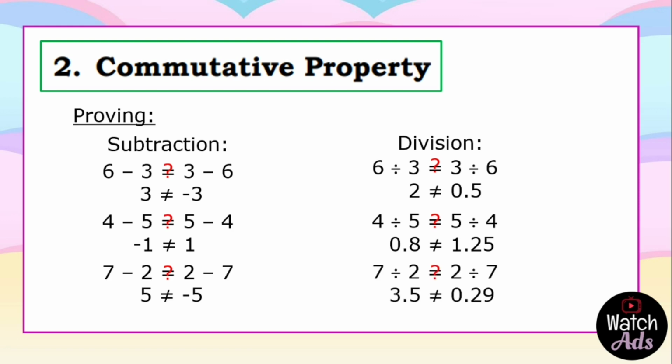7 divided by 2 is equal to 2 divided by 7? 7 divided by 2 gives us 3 and 5/10, and 2 divided by 7 gives us 29/100. And that is also not equal. Therefore, the commutative property is not applicable in division.